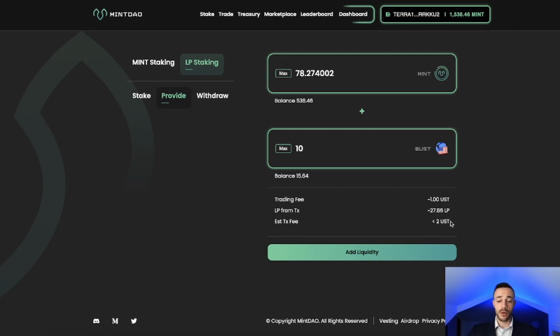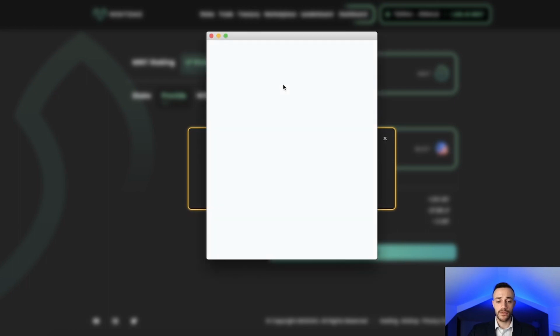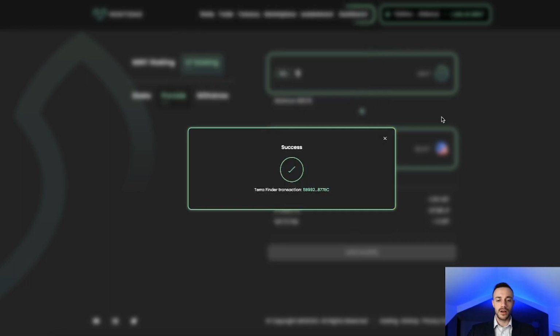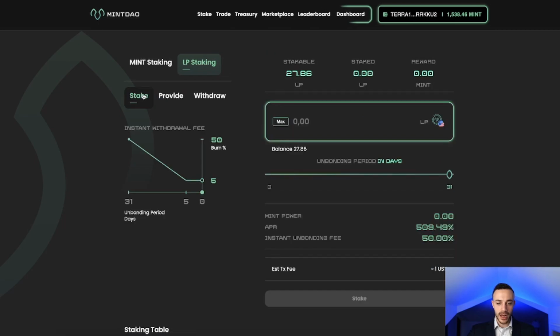We can see that we're going to be paying a 2 UST transaction fee for this. So let's hit add liquidity. And we will have to again confirm this transaction, a very simple process. Okay, so now we have successfully provided liquidity to the Mint UST token pair. We can now hit the stake option, and we can see that I now have 27.86 LP tokens to stake. You can see that up here on the top of the screen as well.